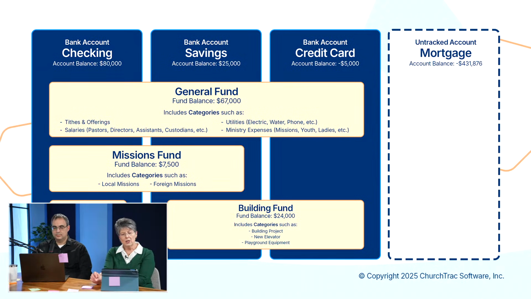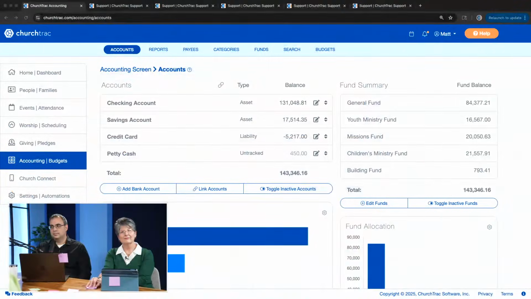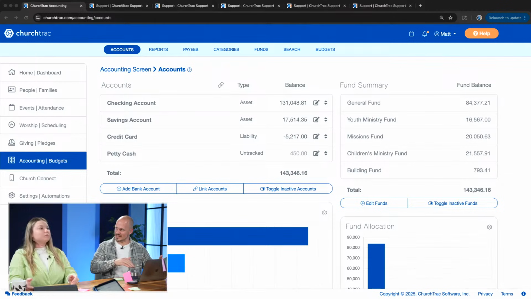So best of all, Matt, you can attach a category to an untracked account whenever that category is used in one of your regular accounts, like your checking. The untracked account's balance updates automatically. It's so cool. Well, Rebecca, you wrote the article on this, so I'm going to have you walk us through step by step how to set up an untracked account and make sure it's good to go for the future.